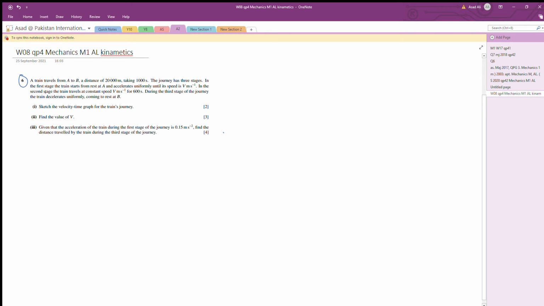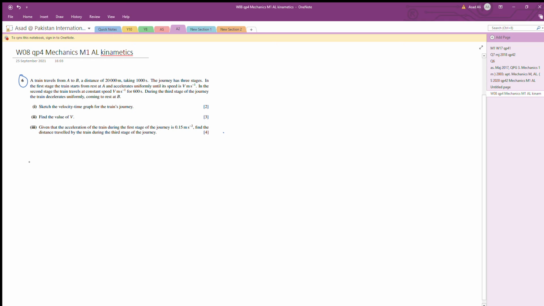In the second stage, the train travels at constant speed v meter per second. Okay, this again is a line parallel to the x-axis. This is for 600 seconds. During the third stage of the journey, the train decelerates uniformly, coming to rest. Okay, it's coming back now to the x-axis. Now sketch the velocity time graph for the train's journey.